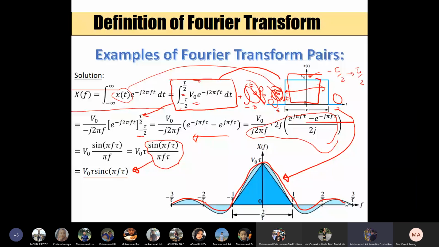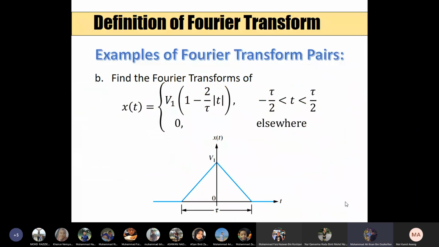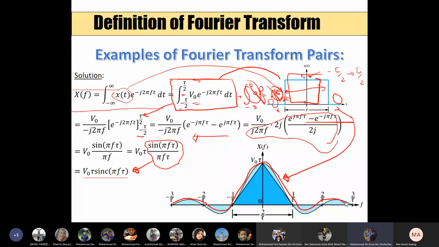Faham. So maksudnya value dia tu ada kan? Iyalah. Value selepas negative t tau minus tu.